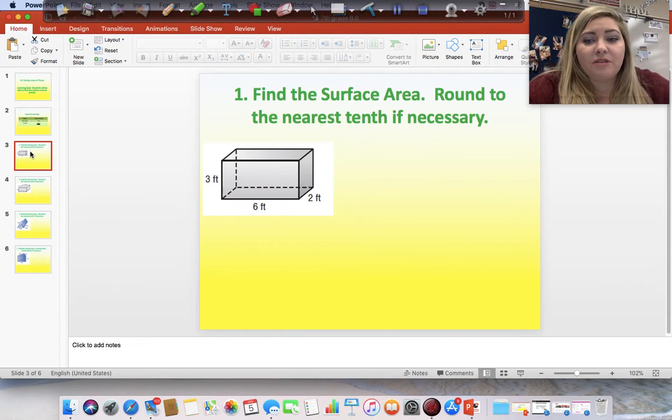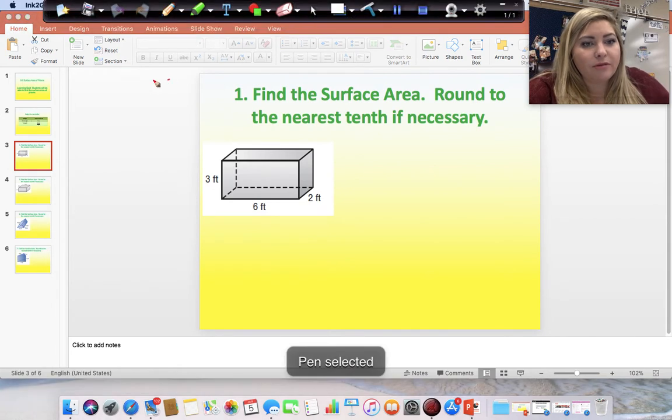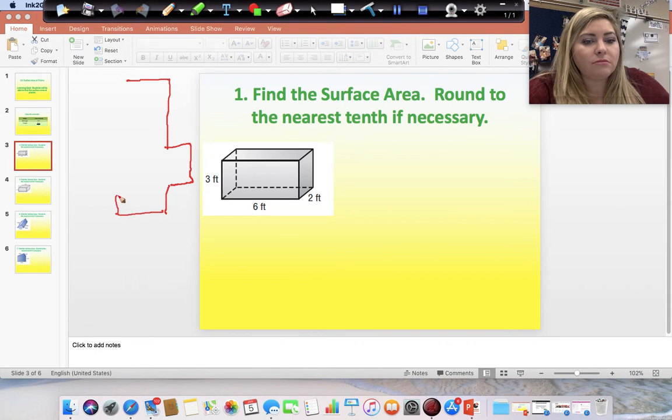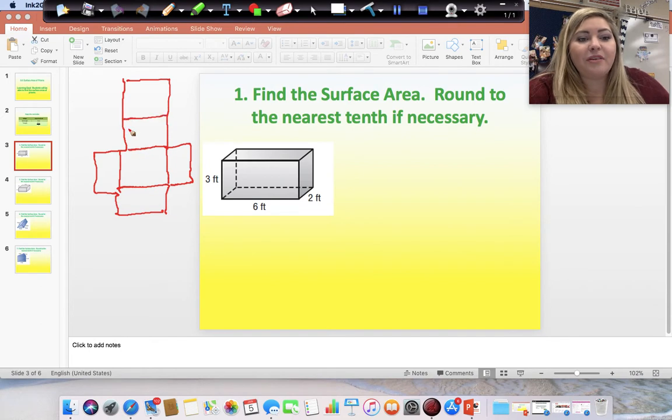All right, find the surface area and round to the nearest tenth if necessary. Here's the thing about a box. Let's see if I can draw one. When you open a box and you lay all the flaps out, this is what it looks like. I'm not doing the best job at this, but okay.